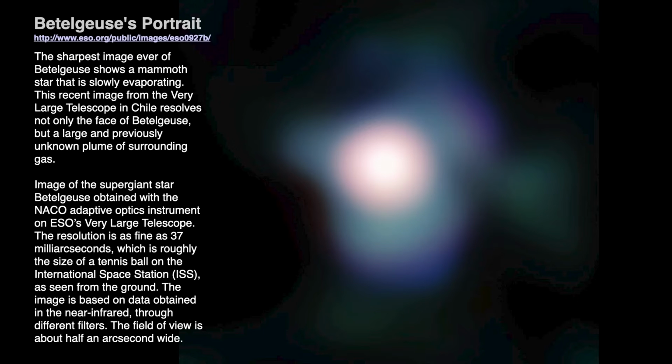And it's an incredibly sharp image. This was taken by the Very Large Telescope in Chile, which is that set of telescopes that we saw from Babak Tafreshi's image from before. And we're actually seeing this unknown plume to the right. What's funny is the individual pixels are as small as 37 milliarcseconds, which is about the same size as a tennis ball viewed from the ground at the International Space Station. And this is all near-infrared imaging.